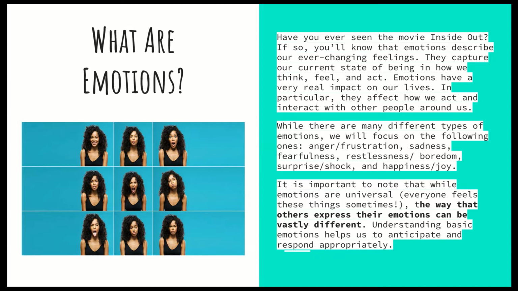So while there are many different types of emotions, as I mentioned earlier, we're going to focus on the following ones: anger and frustration, sadness, fearfulness or being afraid, restlessness and boredom, surprise or shock, and happiness/joy. It's important to note that while emotions themselves are universal, right? Everyone feels these things from time to time. The way that others express their emotions can be really different, okay? No two people really express the same emotion the exact same way, all right? This is part of what makes us unique individuals.